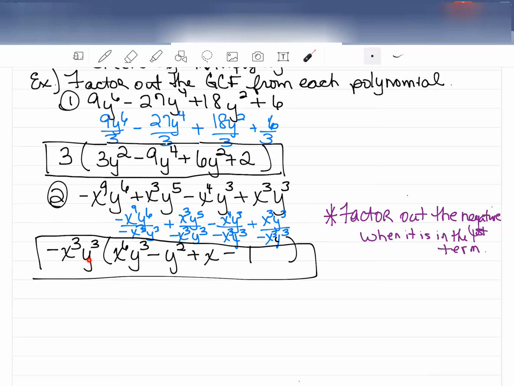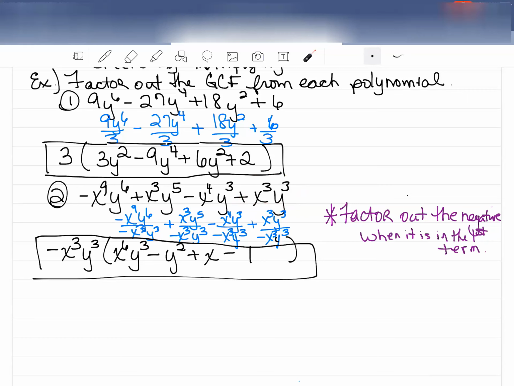The negative x cubed y cubed times the negative y squared is going to give me that positive x cubed y to the 5th. Negative x cubed y cubed times the positive x is going to give me the negative x to the 4 y cubed. Negative x cubed y cubed times the minus 1 is going to give me the positive x cubed y cubed.